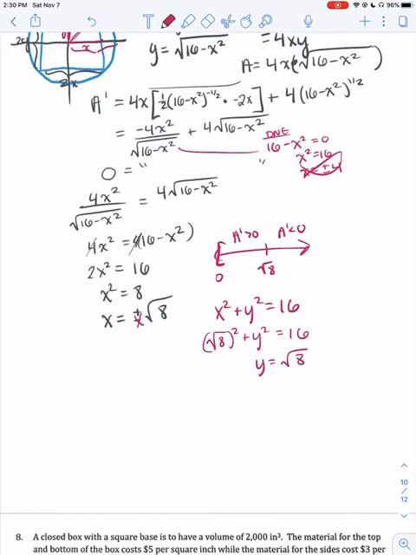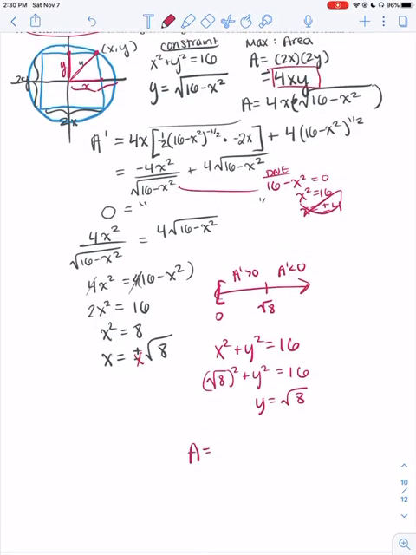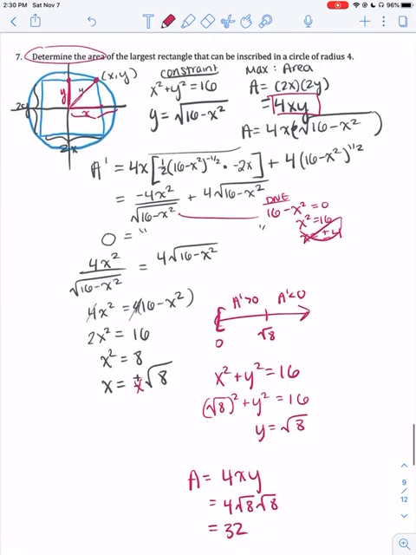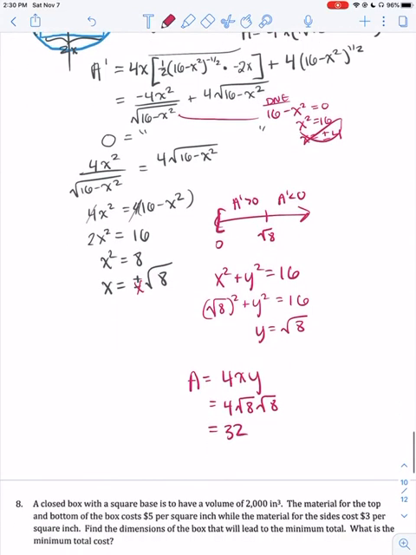So both x and y are the square root of 8, but we were asked to find the area. And remember, our area formula was right here, 4xy. And so we have 4 root 8, root 8. Root 8 times root 8 is 8, and 8 times 4 is 32. And then you should put units, but here it doesn't tell us what the units are, so you can just write units squared. Okie dokie.